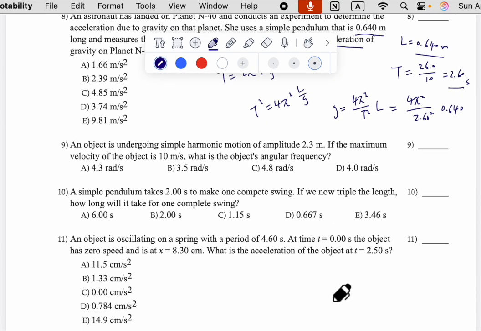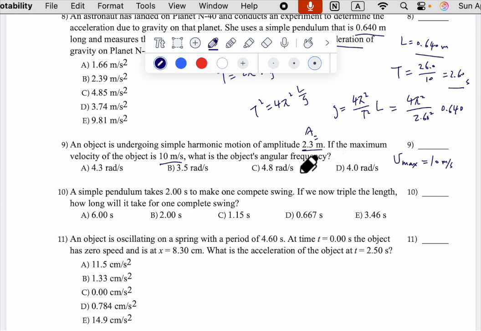Number 9. An object is undergoing simple harmonic motion of amplitude A. If the maximum velocity of the object is this, maximum velocity happens when the object is back at its equilibrium position, so v maximum equals 10 meters per second. What is the object's angular frequency? How do we figure this out?